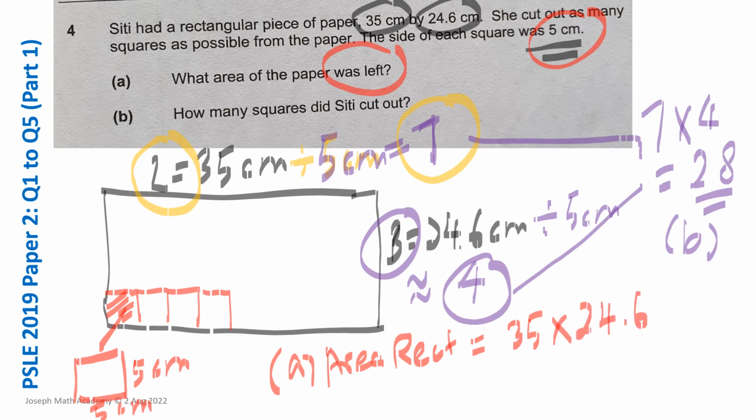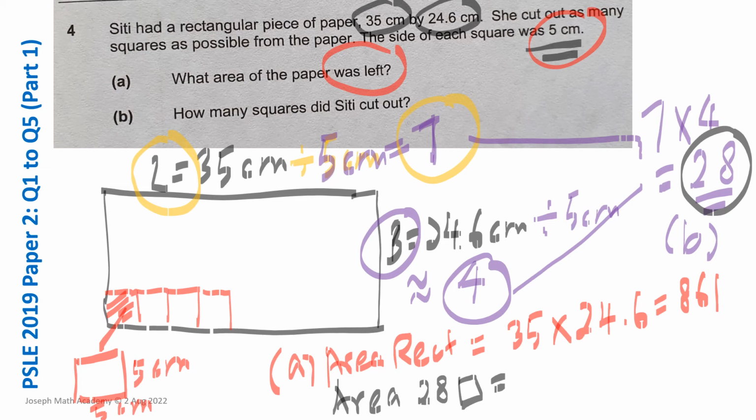35 times 24.6 gave me 861. Now in our part B, we know that we have found 28 squares to be cut out by CT. That means CT could cut out 28 squares. So area of 28 squares will be 28 multiplied by area of 1 square. So 28 times 5 times 5.